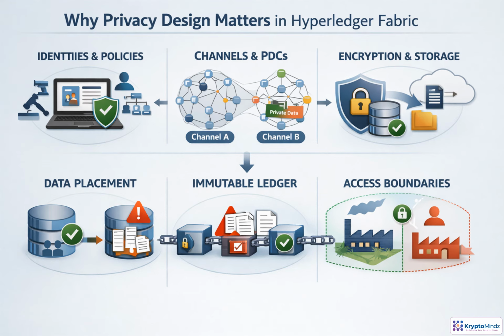A common mistake is assuming that because Fabric is permissioned, the data is automatically private. It is not. Fabric gives you strong building blocks: identities, policies, channels, private data collections, encryption, and storage choices. But privacy depends on how you combine them. Put data in the wrong place, replicate it too broadly, or define access boundaries poorly, and the ledger can preserve that mistake for years. Privacy has to be designed before production exposure creates business or regulatory risk.